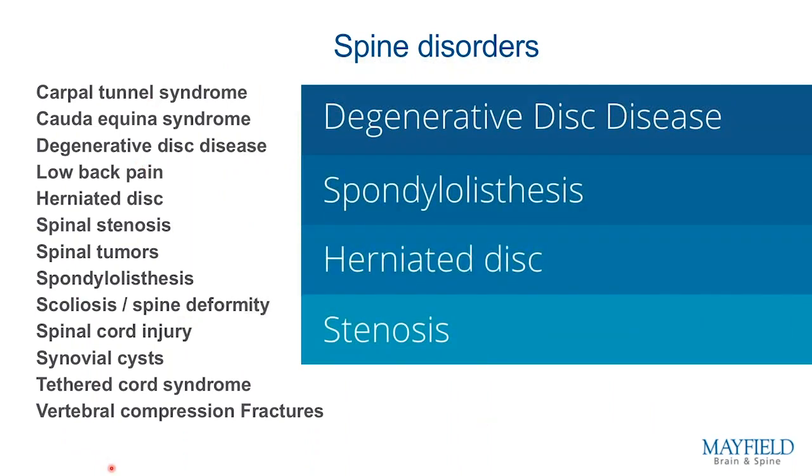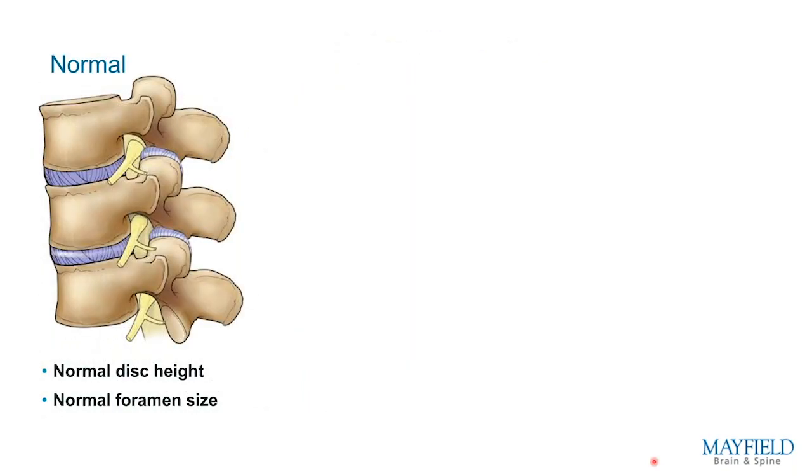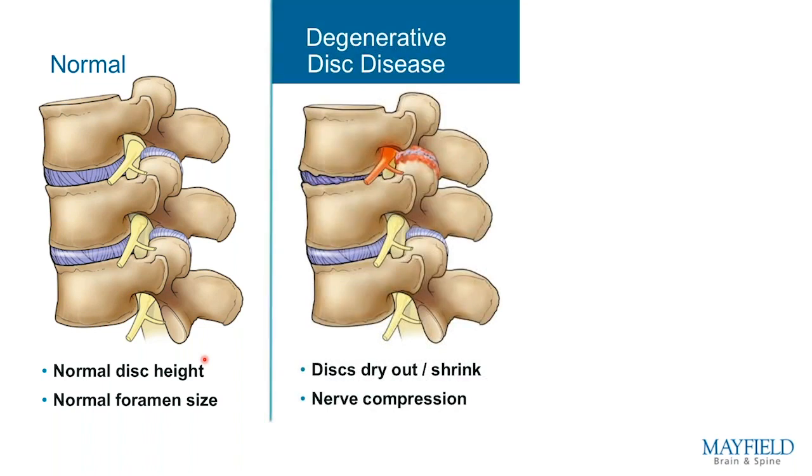On the left, I've listed a complete list of the spinal disorders that Mayfield treats, and these are the four main ones that I'm going to cover. This is a side view of a normal lumbar vertebra. In a normal view, we can notice that the disc is normal height, and there's also nice space in that foramen. If you have degenerative disc disease, those discs are going to become thinned and they can't maintain that space between the vertebrae. So the nerve is going to become compressed in the foramen. You can also have bone spurs form, and this can further irritate the nerves.